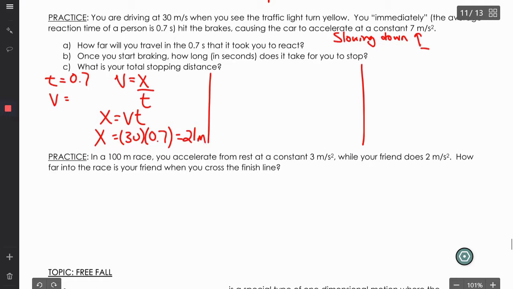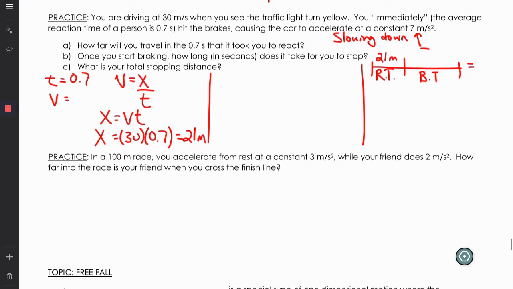That's important because it's going to be part of the total on this side. The way it works is this is your reacting distance, which will be 21 meters, and then this is your braking distance. And so our total is going to be the sum of those two values.